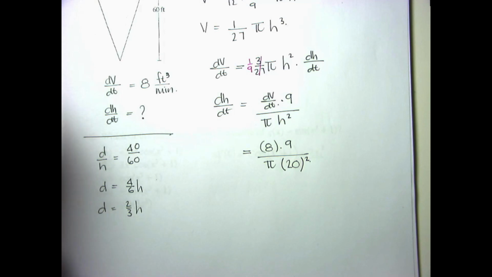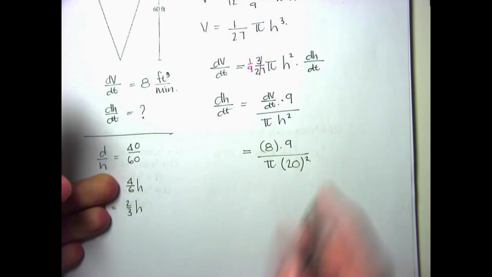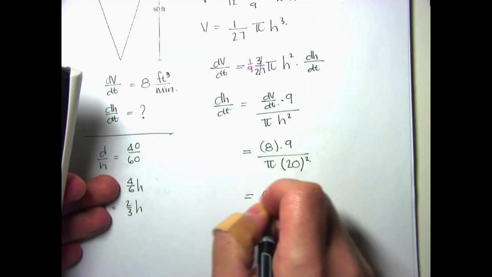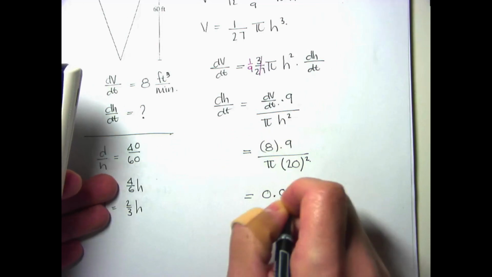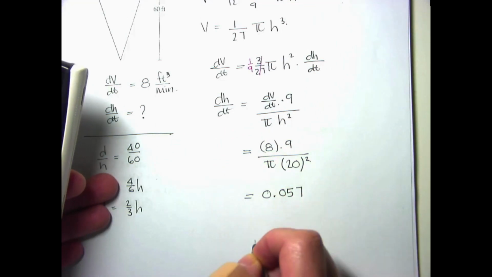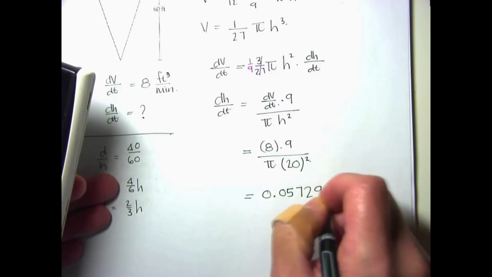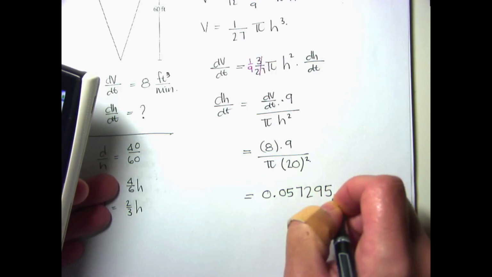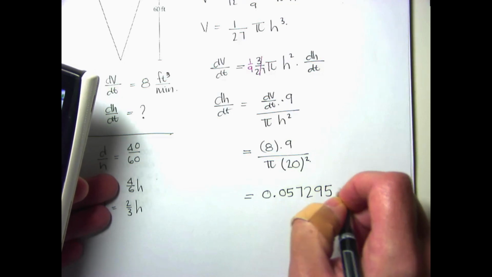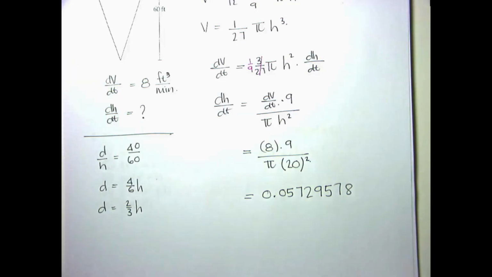All right, let me punch it all in here. 8 times 9 over pi times 20 squared. So I get here a value of 0.0572955, and I'm going to round it, so this is really 77. I'll round it to 78.